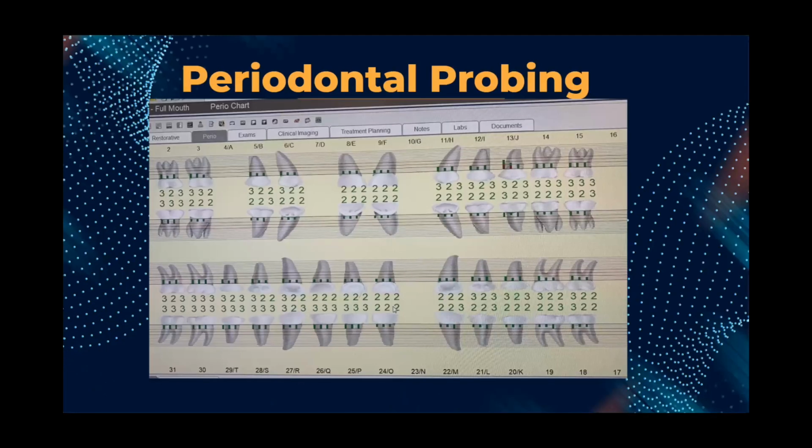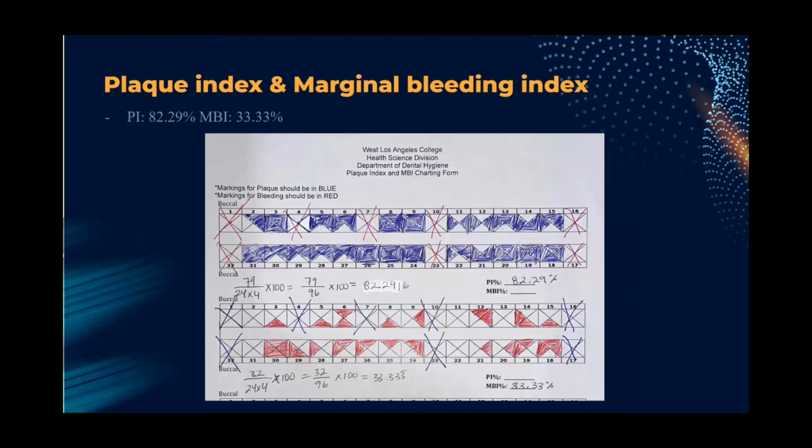Numbers were 2 to 3 millimeters. We did notice some furcation on teeth number 2, 3, 5, 18, 19, and 30, which were all buccal furcation class 1. Nothing so serious, but it's something we want to keep in mind as well. For her plaque index, she had a score of 82.29, which is fair for her oral hygiene.